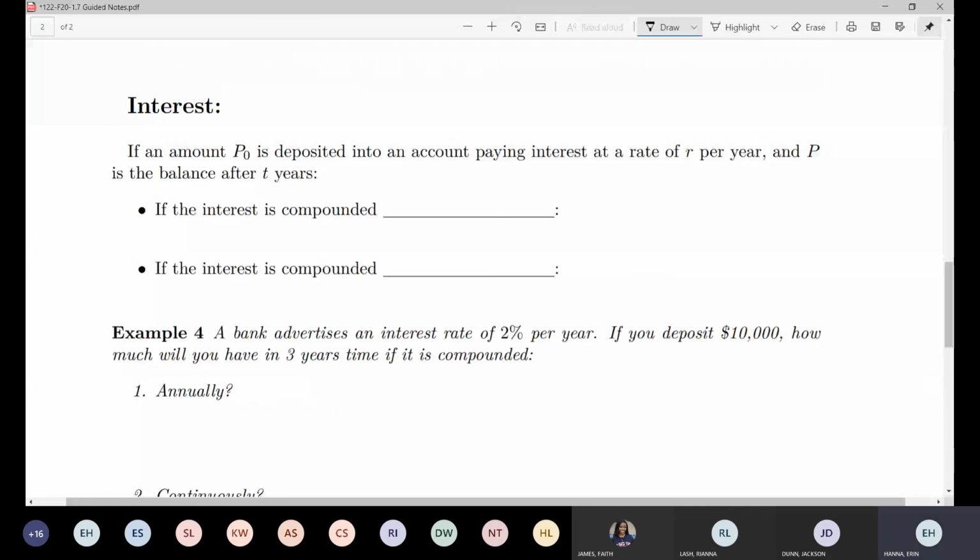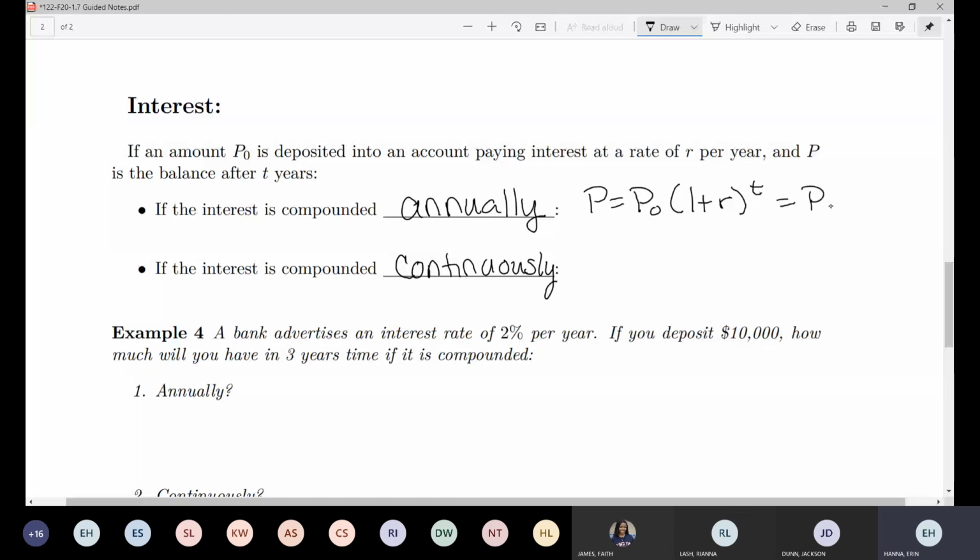You'll also be asked questions about interest. Again, you already have everything you need to know to answer these. The only thing you need to know is when it's talking about annually versus continuously. If you're talking about annual interest, you'll want to use an equation that looks like this, which suspiciously looks like this.